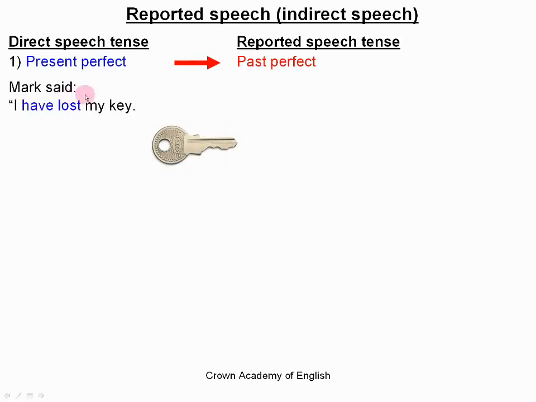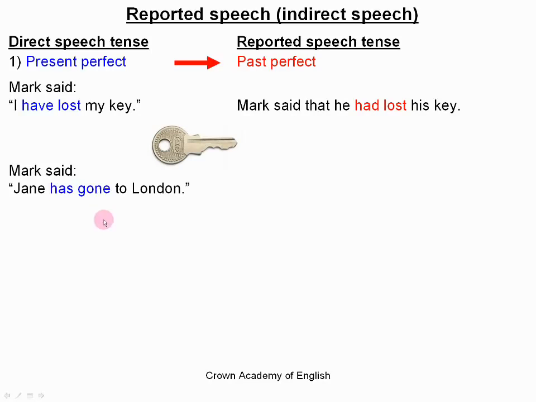Example: Mark said, "I have lost my key." So that is the direct speech. Those are the exact words that Mark said. And in reported speech, Mark said that he had lost his key. So this is now the past perfect. Mark said, "Jane has gone to London." Mark said that Jane had gone to London. Past perfect.